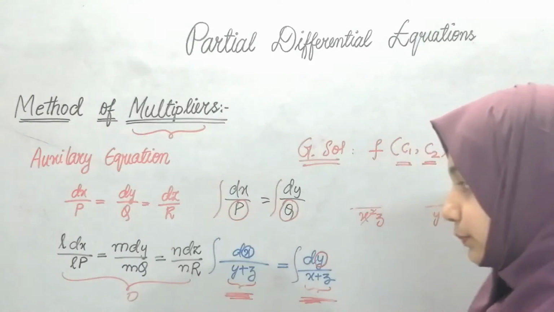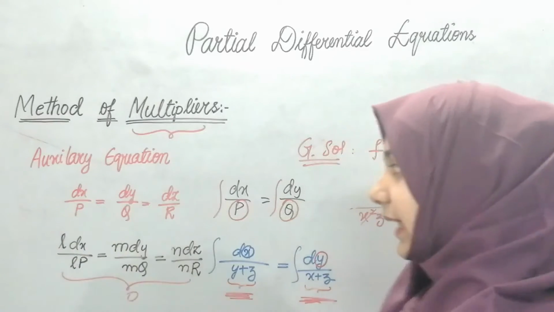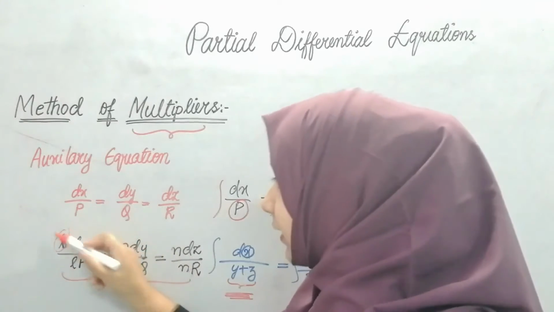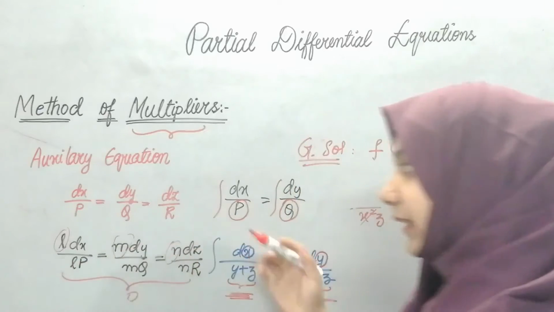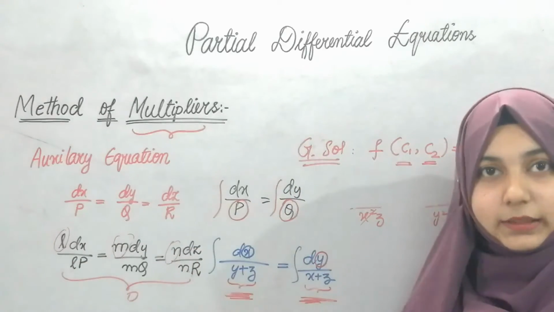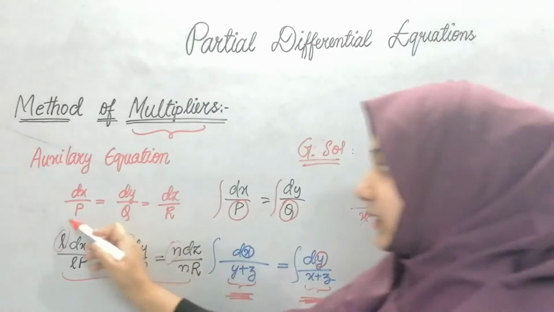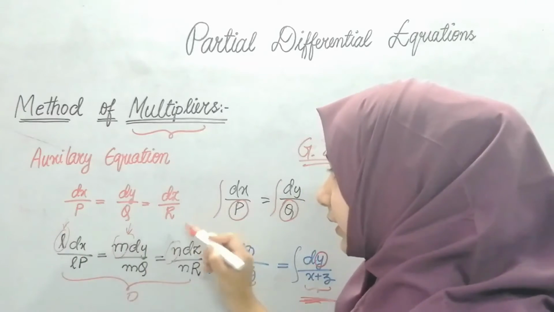Okay, so what I'll do now, after multiplying with L, M and N, see here I'm writing L, M and N. I'm not writing L, L, L. I'm not writing M, M, M. This means this can be different, this can be different.